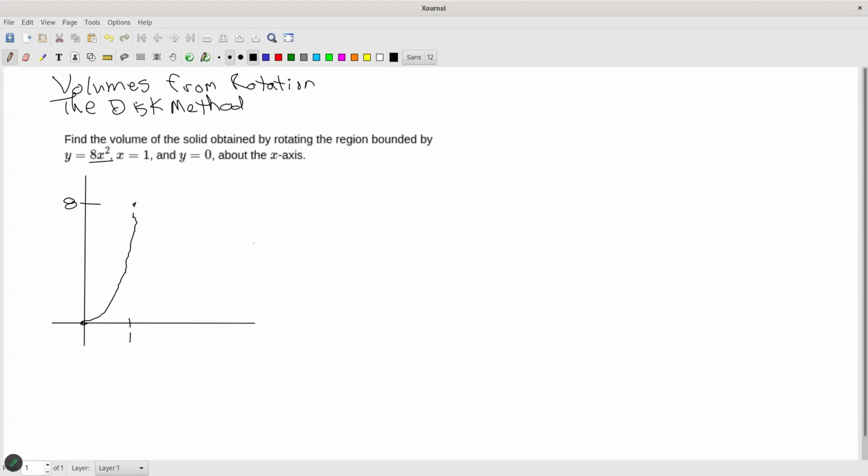Whoa, that didn't go so good there. Let's try again. Sweep down. So here's my parabola there. x equals 1 would be this line here. And then y equals 0 is the axis here. So my area I'm rotating is this chunk here.